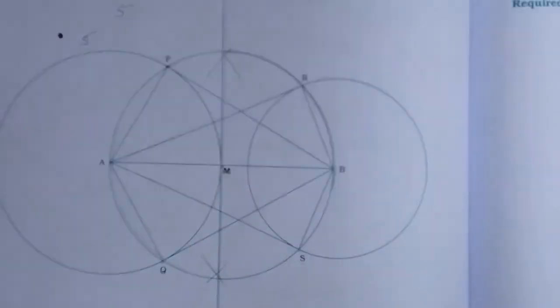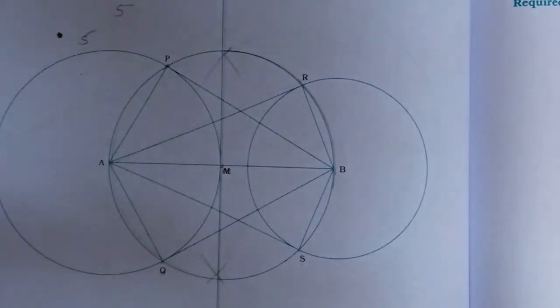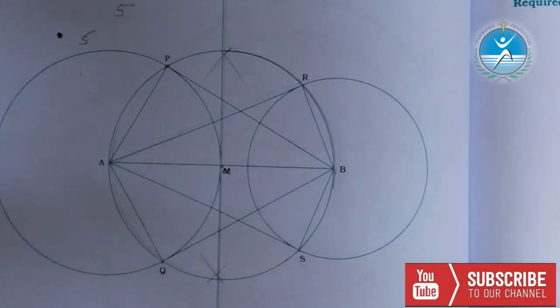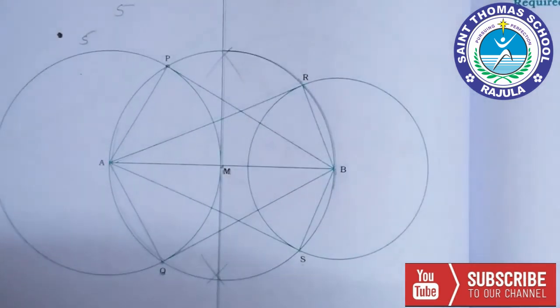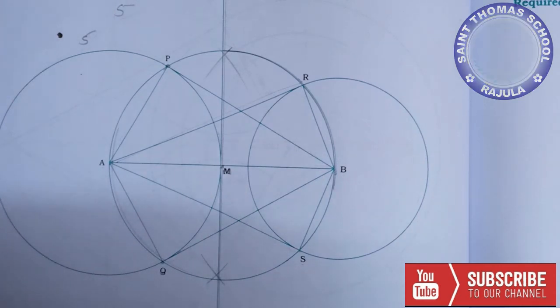Thus AR and AS are the required tangents from point A to the circle with center B, and BP and BQ are the required tangents from point B to the circle with center A. Now our construction number 5 is over.